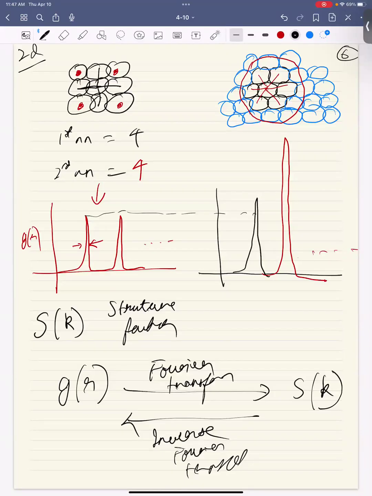you have when people go to fancy, complicated labs like Argonne National Lab or whatever. It could be even synchrotron or whatever you have. S of K is at the heart of a lot of things. People go and measure this S of K all the time. And now you see why it's so powerful, right?